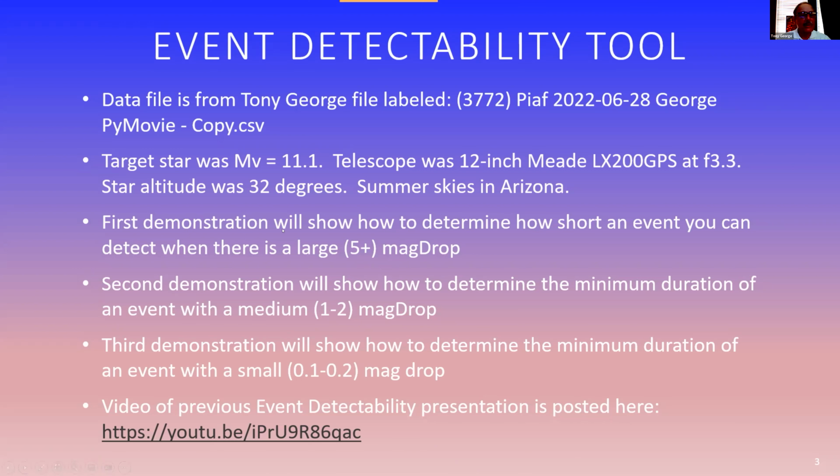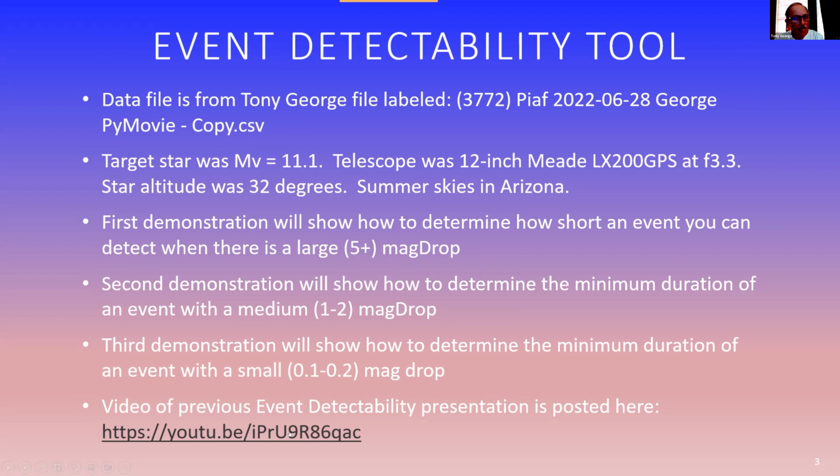So in my first demonstration, I'm going to show how to determine how short of an event you can detect when there is a large 5+ mag drop. My second demonstration will be from the same light curve, but to determine the minimum duration of an event with a medium range mag drop, say 1 to 2. And the last one is going to show how to determine the minimum duration of an event with a very small mag drop, say 0.01 to 0.02.